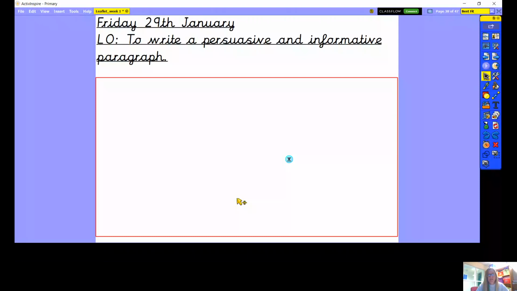Okay, so today it's Friday the 29th of January and our learning objective is to write a persuasive and informative paragraph. You pause the video now and write today's date and learning objective and underline these.